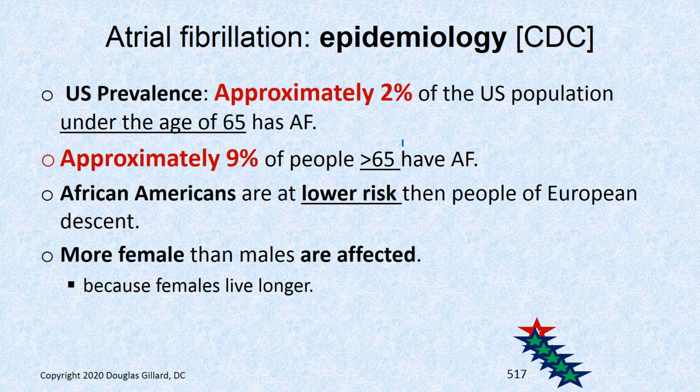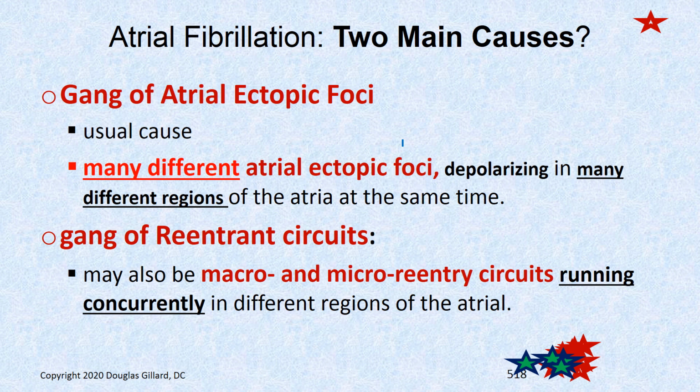What's the prevalence of this in the United States? 2% of people, 2% of people under the age of 65. If you go over the age of 65, it almost approaches 10%. 1 in 10 people, or 1 in 9 people. So that's a lot of people battling this thing. African Americans are at lower risk than white people are. Females tend to be more affected than males, probably because females live longer.